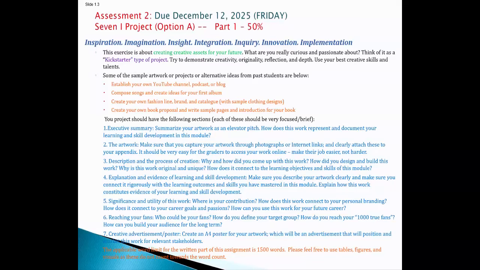How did you do it? What did you learn? And explain your learning and skill development and what's your contribution. How does it relate to your personal brand, career goals, passions? So do some storytelling, yeah? And show us the process and your thinking and how you will grow this.